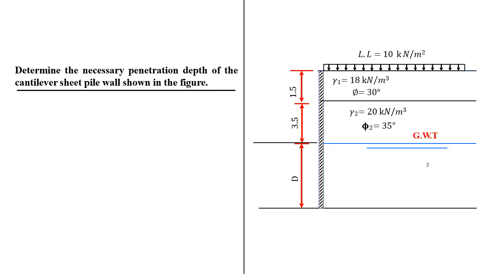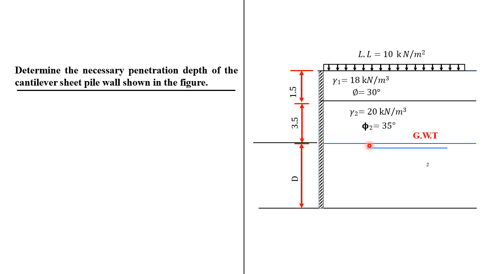So in this problem, I have a flexible sheet pile, cantilever type. The excavation depth is 5 meters and the penetration depth is unknown, it's D. I have a live load which is 10 kilonewton per meter square. It's typically the live load of traffic. I have 2 soil layers and I have a groundwater table. It should be at the same elevation on the right hand side and on the left hand side. So I have here groundwater table is here and here. On both sides we have the groundwater table at this level.